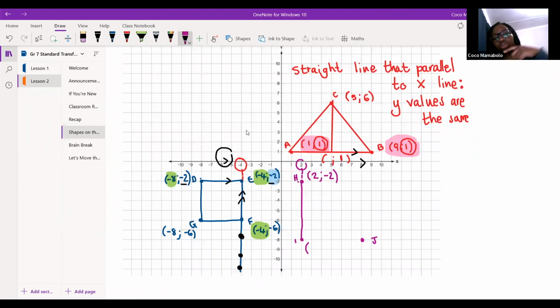Everyone else can tell me in the chat. What is my X value going to be? It's going to be 2. Excellent. Well done. You didn't even have to look. What is my Y value going to be though? It's going to be -8. Well done. Amazing. I'm going to put -8 and close brackets. And then my J is on the same line with I. So what do we know about my Y value? What is my Y value going to be? It's -8. Well done.